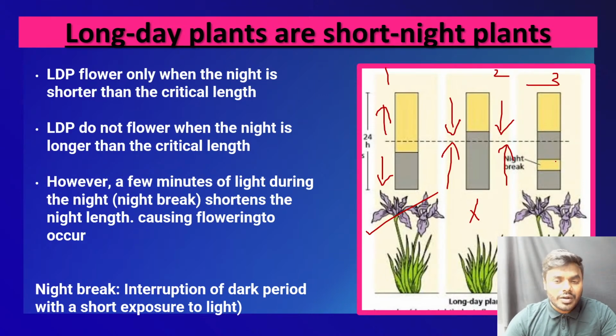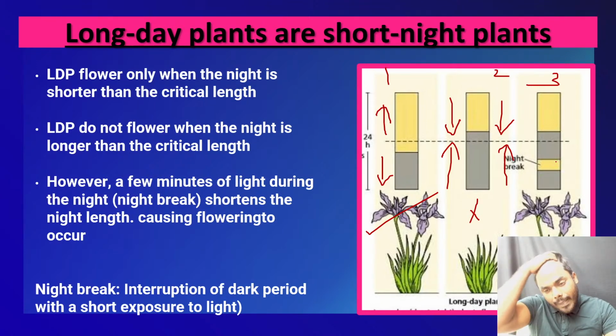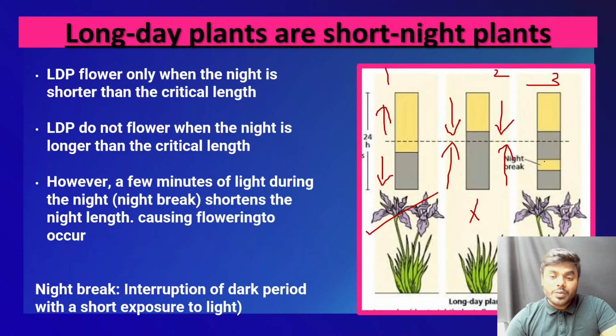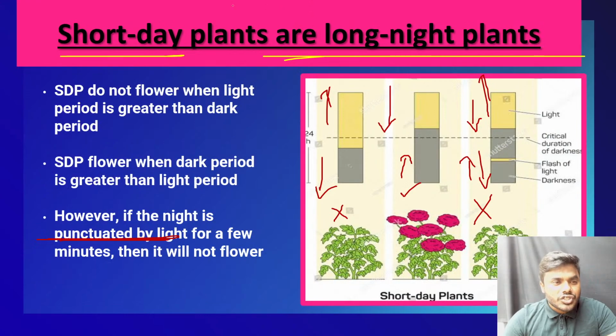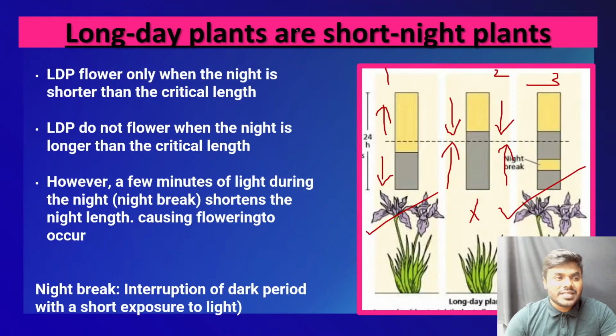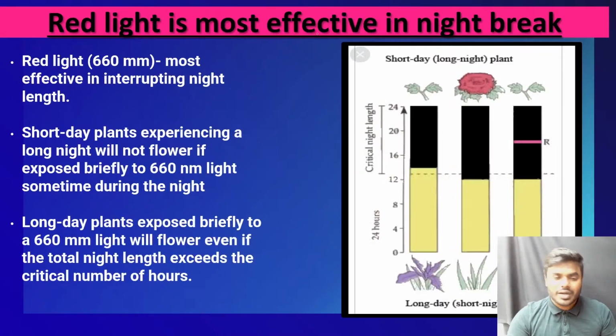What do you mean by the word night break? We have interrupted the dark period. What, friends? We have interrupted the dark period. Since we have interrupted the dark period, what happens, friends? The night length is going to decrease, daylight increasing. As a result, long day plants can flower. So every student listen once again. Short day plants are long night plants and long day plants are short night plants.